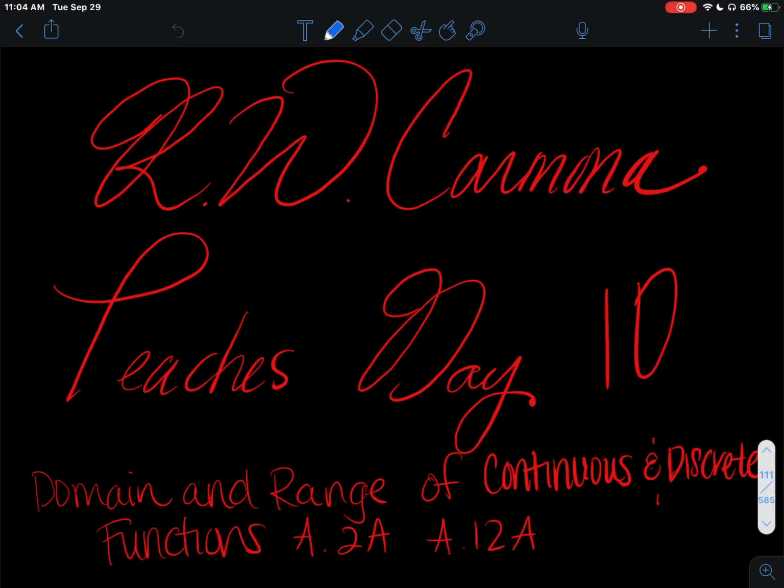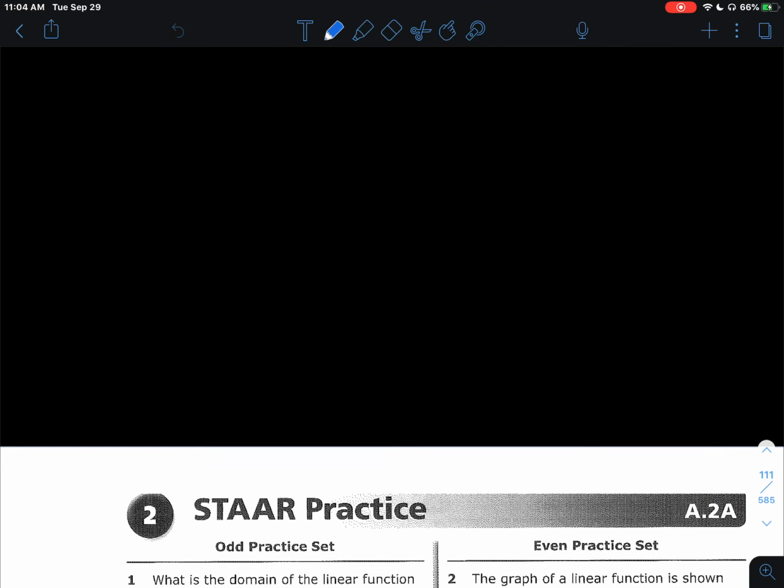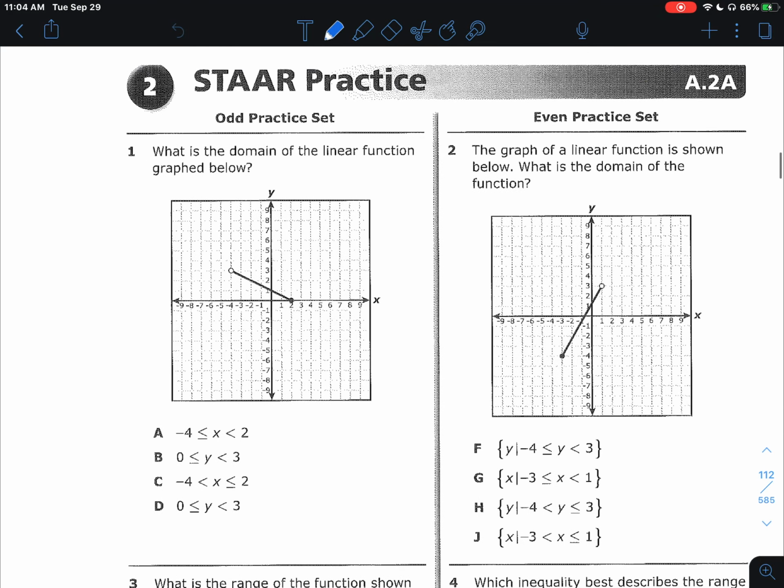Algebra 1, Day 10. So today we're going to continue our study of the domain and range of both continuous and discrete functions. However, we're going to do something a little different. What we're going to do today is take a look at problems that look exactly like the STAR test, okay? So we want to make sure that we're prepared for them.